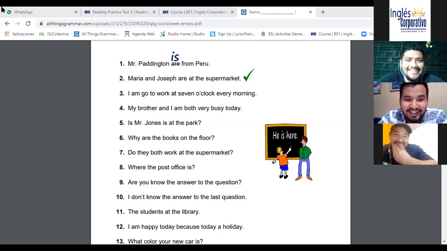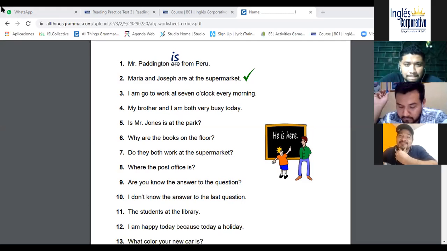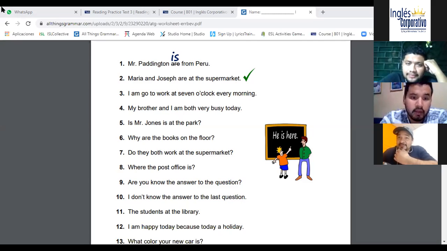Sí. Okay, veámosla. My brother and I. Acuérdense que ustedes pueden reemplazar los nombres en este caso por pronombres. My brother se convierte en he, ¿cierto? Y estamos hablando de I, pero como yo estoy incluida, my brother and I nos convertimos en we. We lo conjugamos con are. Entonces decimos, my brother and I are both very busy today.